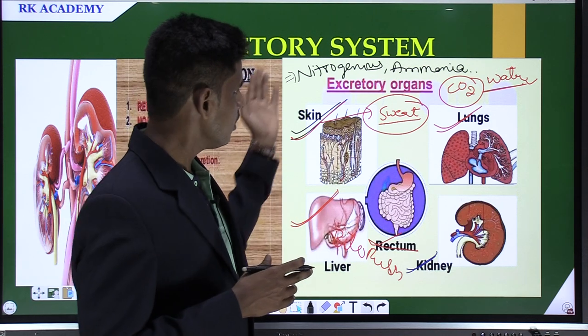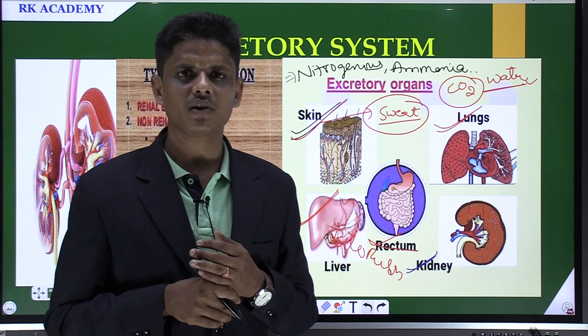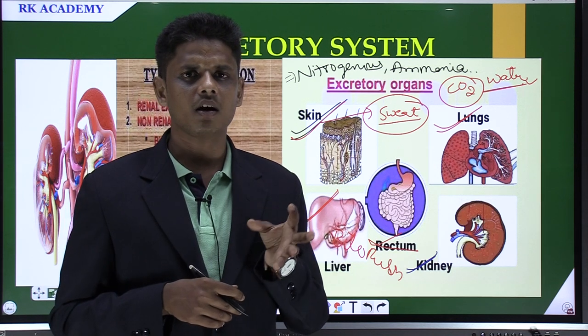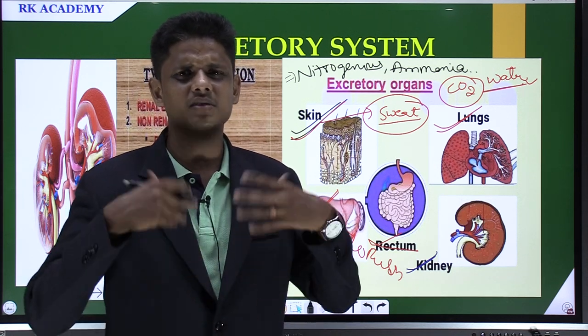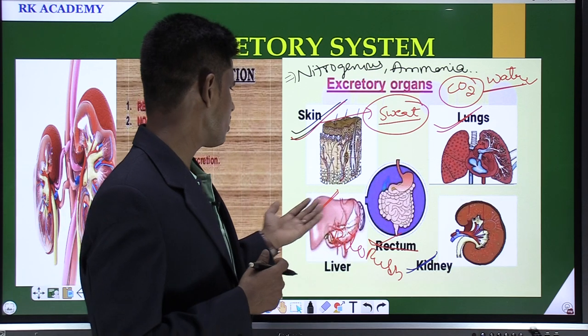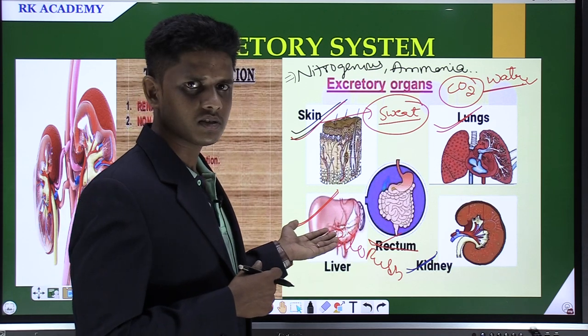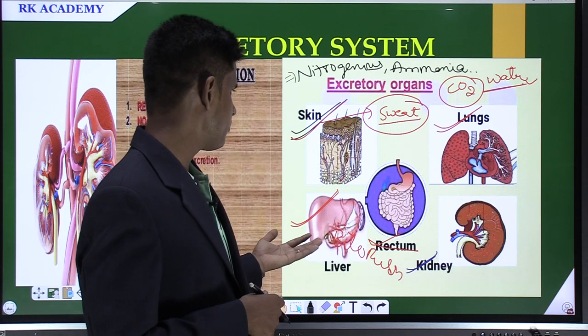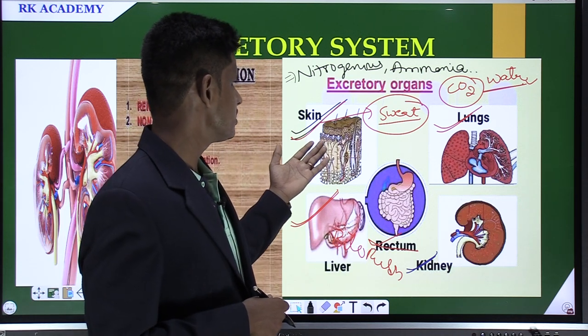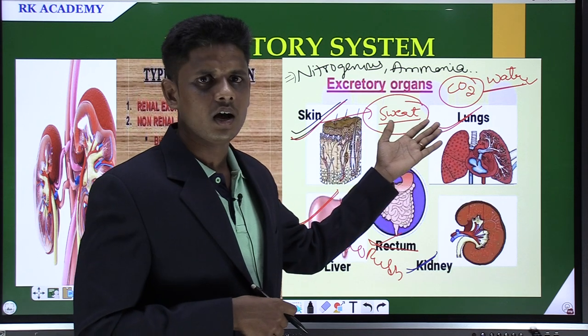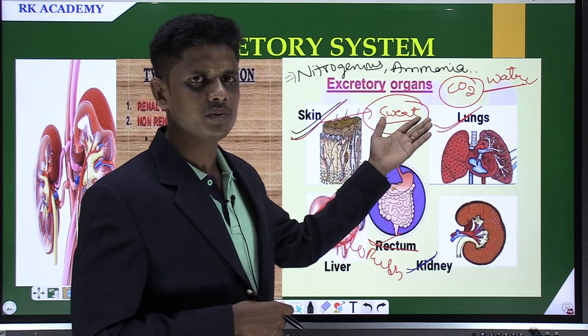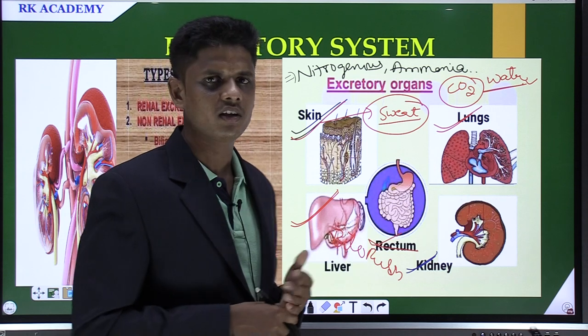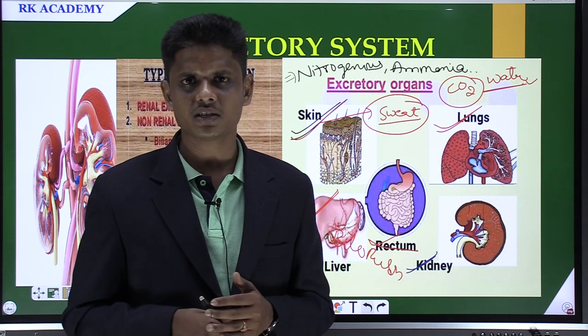All these organs eliminate waste materials in the form of inorganic and organic substances. The liver eliminates waste materials in the form of bile, and the skin in the form of sweat. The lungs eliminate waste in the form of carbon dioxide. And the kidney eliminates waste materials in the form of urine.